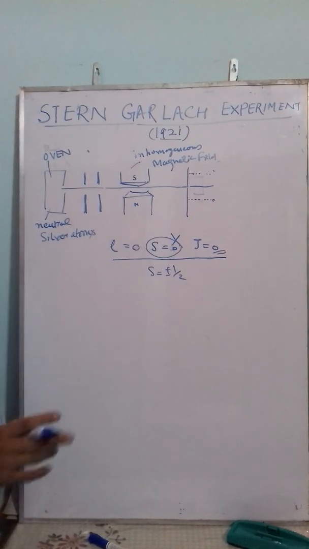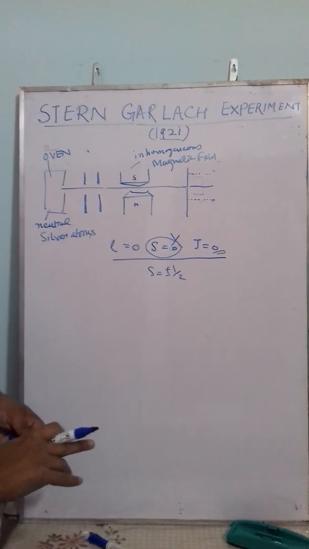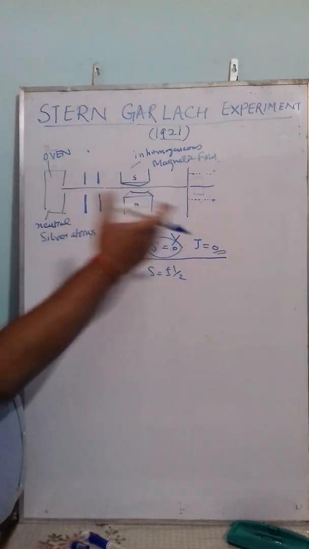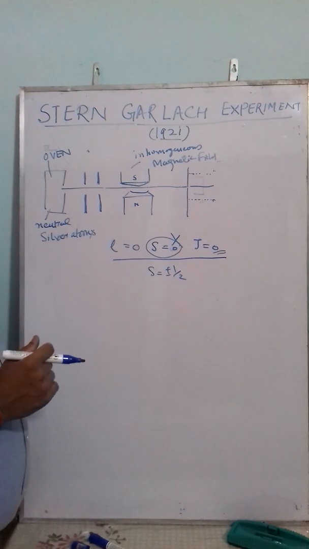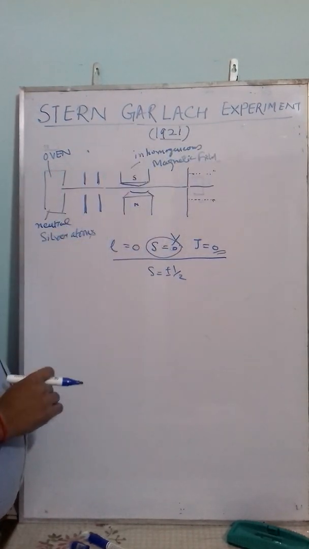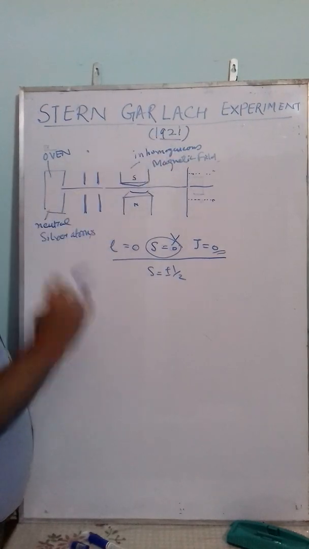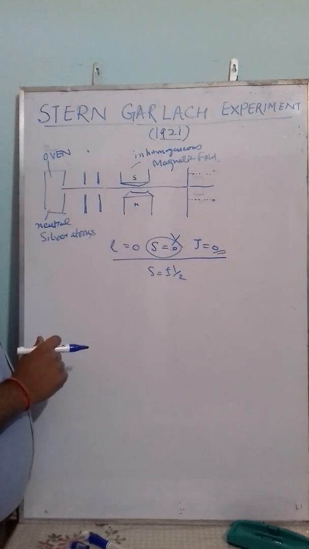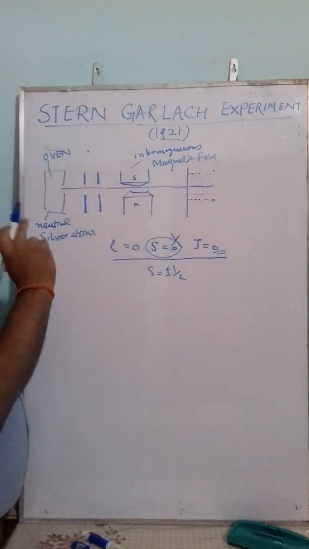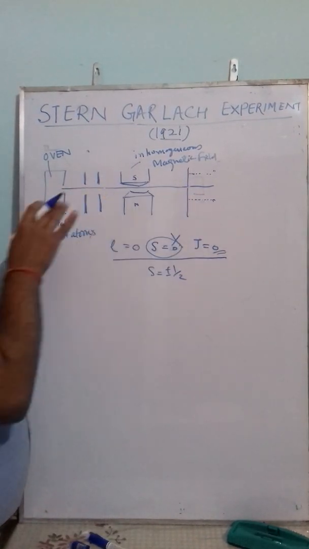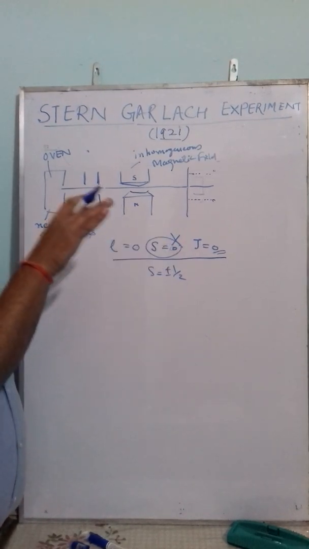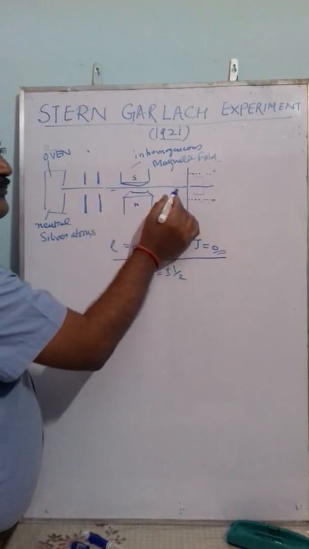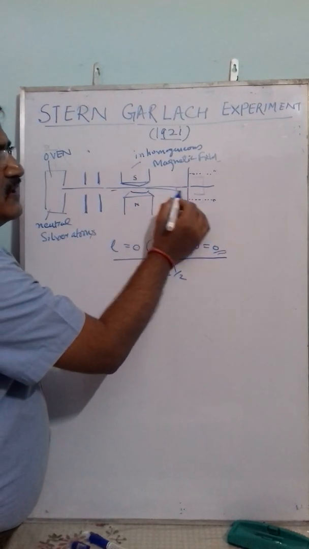Now there are two points that are also very important to notice over here. If in place of the inhomogeneous magnetic field we had put a homogeneous magnetic field, then what would the result have been? If a homogeneous magnetic field had been put, then the beam passing through it would have produced a single line, because all the atoms would have experienced a deflecting torque and been deflected in the same way.